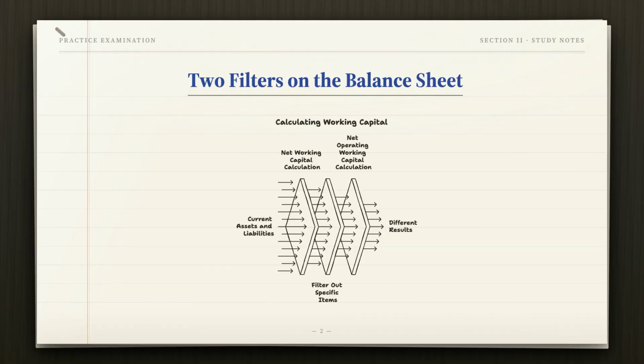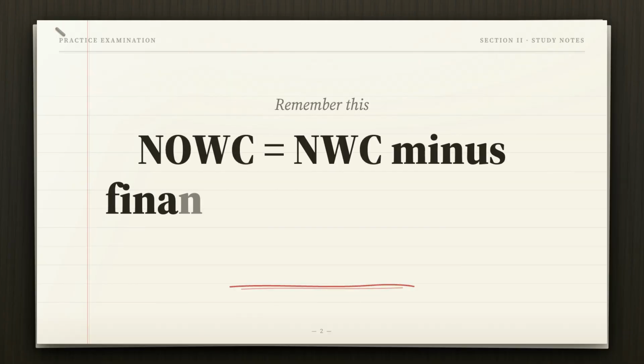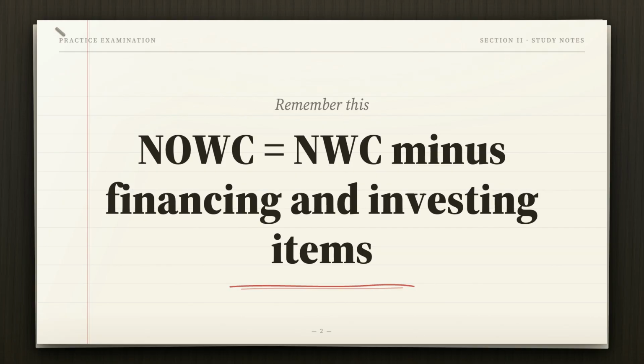Picture the same balance sheet feeding two paths. One keeps everything and subtracts directly. The other filters out notes payable and marketable securities first. The filtered items are exactly why the two results usually don't match. Net operating working capital is simply net working capital, with financing and investing items filtered out. They usually differ, neither is reliably larger, and assuming a fixed ranking between them is the misconception to avoid.